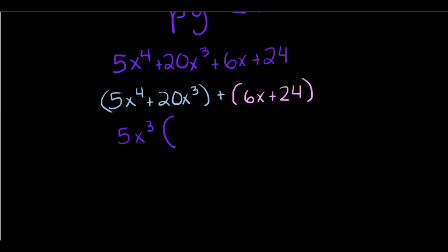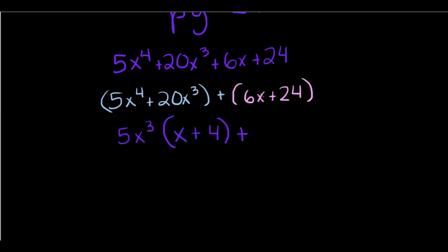If I factor out 5x to the power of 3 from 5x to the power of 4, I'm going to have just x left. Plus, if I factor out 5x to the power of 3 from 20x cubed, it's going to be 4. And again, you can always go back and check your answer. If you multiply this times this binomial, you should get the original one. If not, then something's wrong.